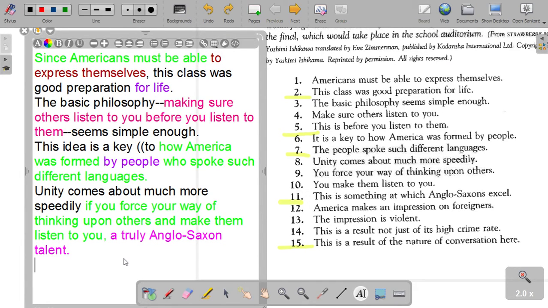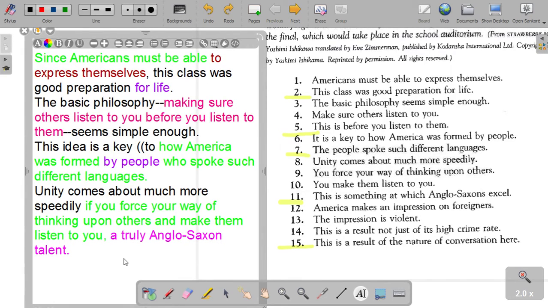Esther, do you have it yet, or are you still working on it? Okay, I think I have it. America makes a violent impression on foreigners, resulting not just of its high crime rate, but resulting in the nature of conversation. Yeah, I think that's good.